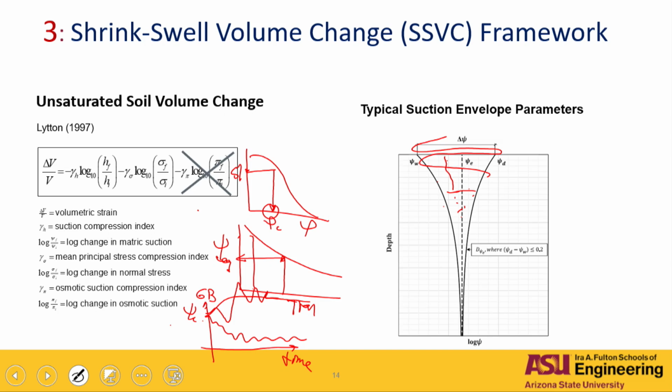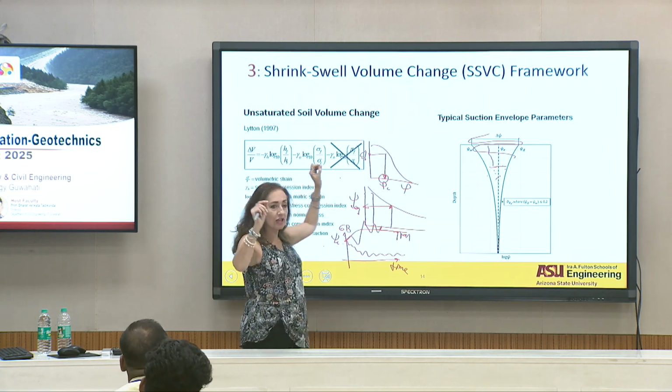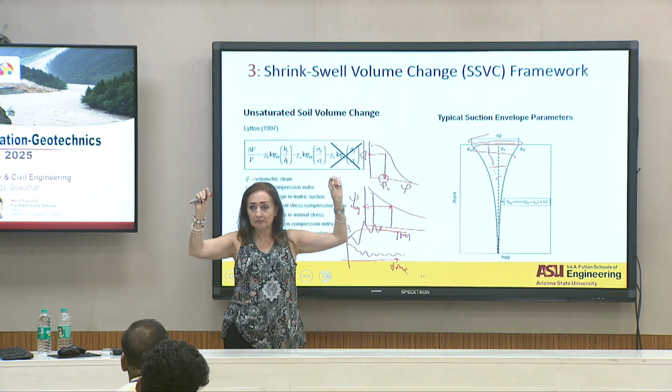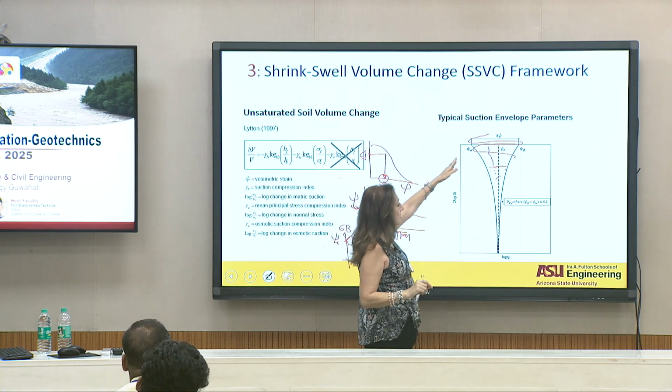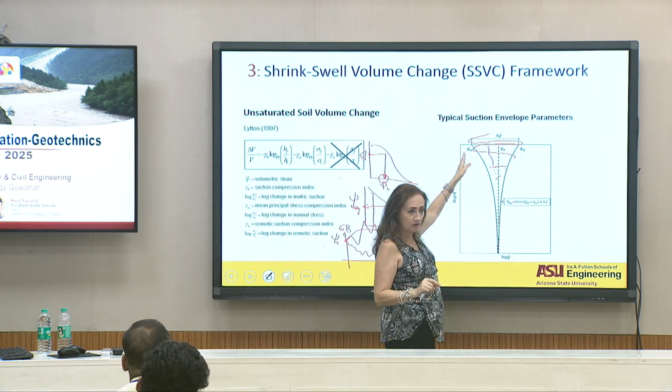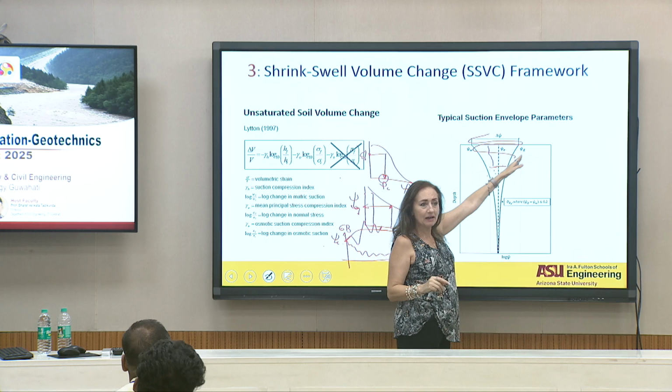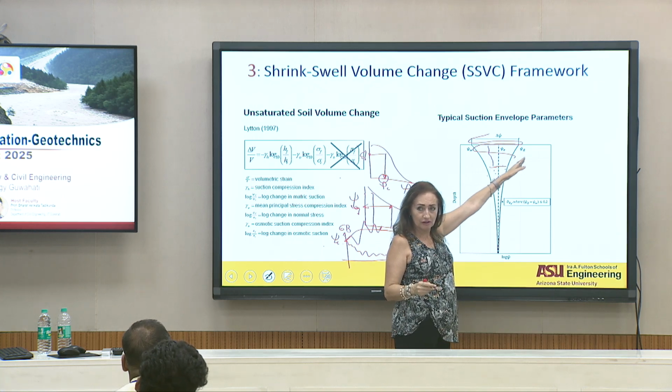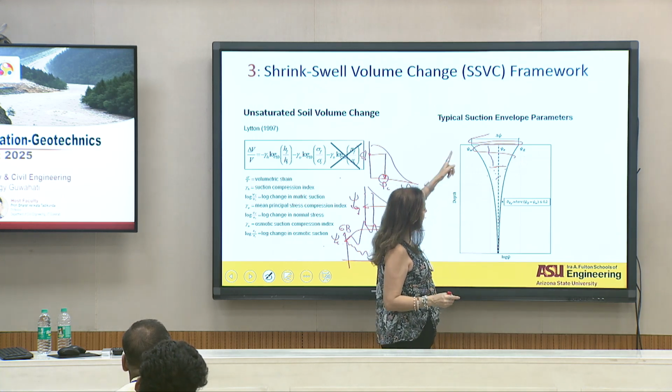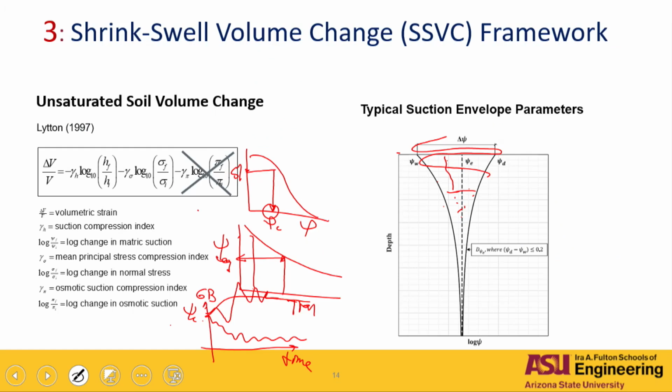So what are the parameters we need for that? We need the change in suction at the surface. We need the minimum suction value or the wet suction, and we're going to have the maximum suction value, the dry suction, and we want a function because we don't have a finite element analysis to do what we saw yesterday.